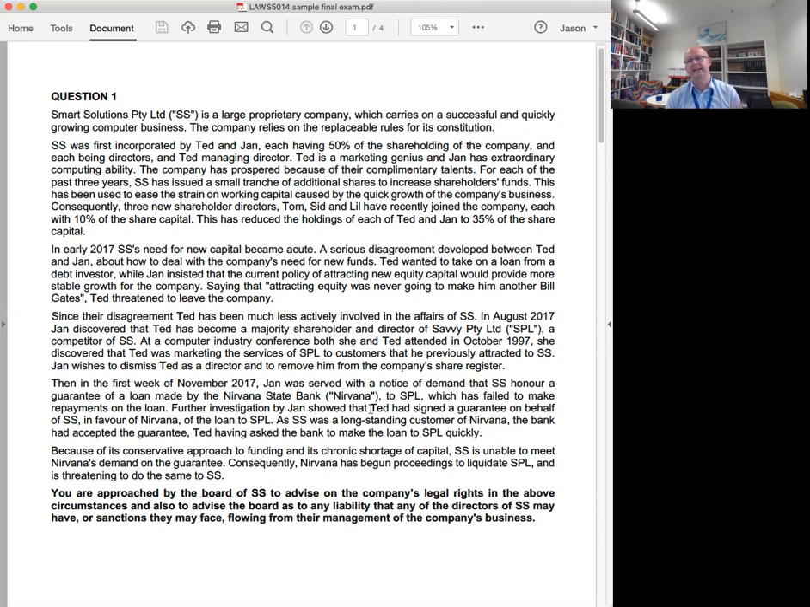And there's clearly a difference here between the indoor management rule and the statutory assumptions. So with the statutory assumptions, we'd need to look at, well, are there dealings? And probably there are, because we know that SS is a long-standing customer. We know that Ted is the managing director. And so in that capacity, he probably would have had dealings with the bank in the past, as a long-standing customer. So the dealings component in 128.1 would be satisfied.